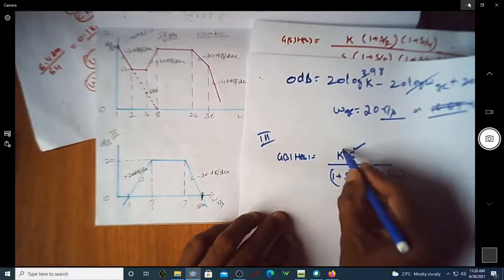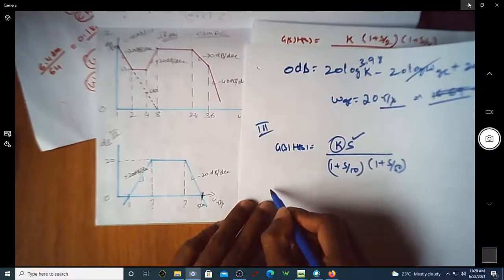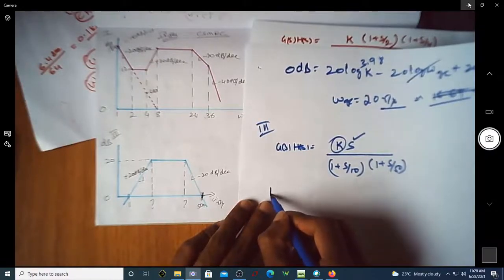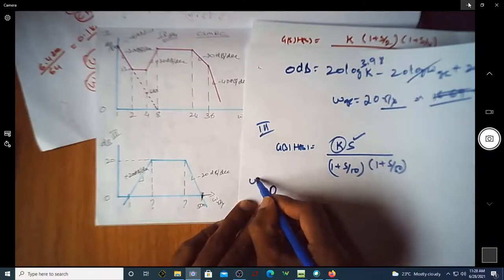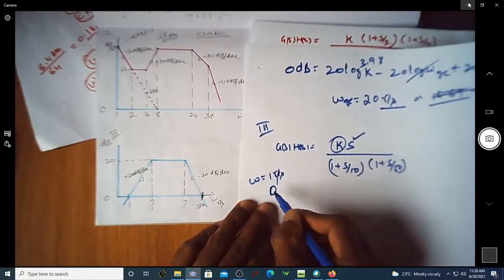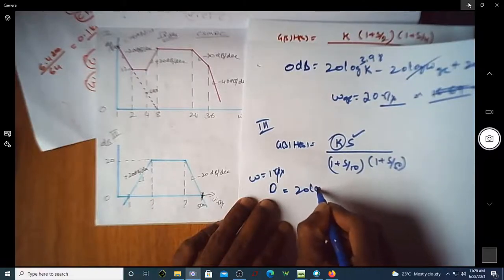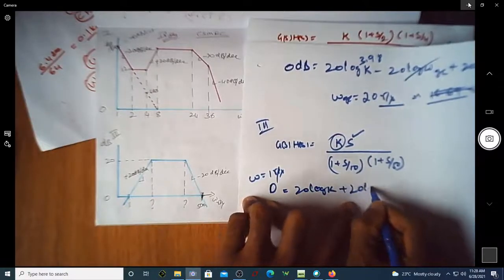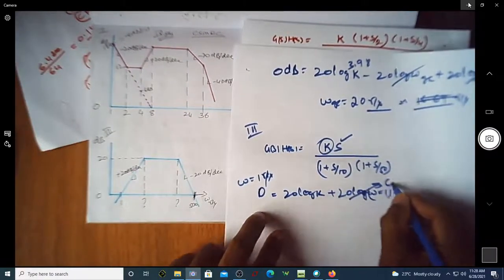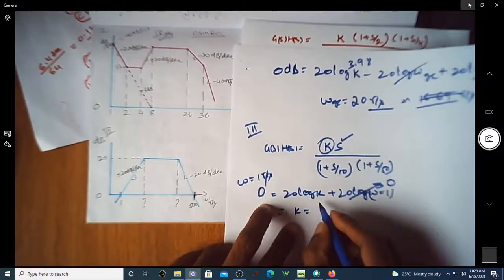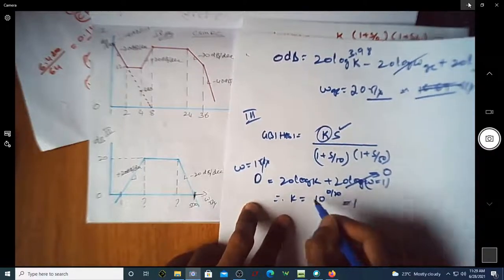Now if you want to find the value of K, you can use either this or this. I can take 0 dB at omega equal to 1 radian per second, where the magnitude is 0 dB and the terms contributing are K and s. So it is 20 log K plus 20 log omega. Since omega is equal to 1, this goes to 0, then K is equal to 10 to the power of 0 by 20, which is 1. So the K value is actually 1.